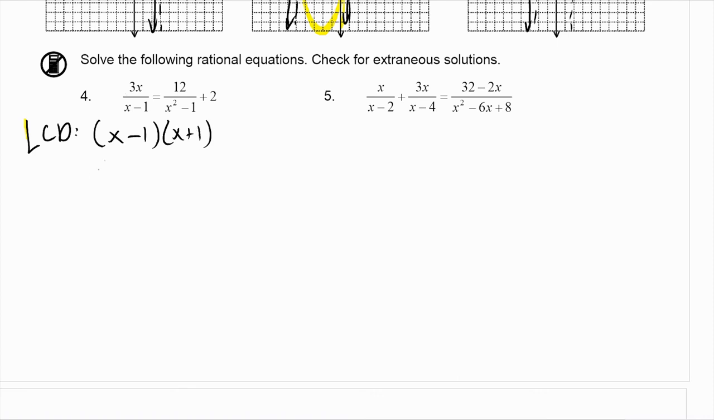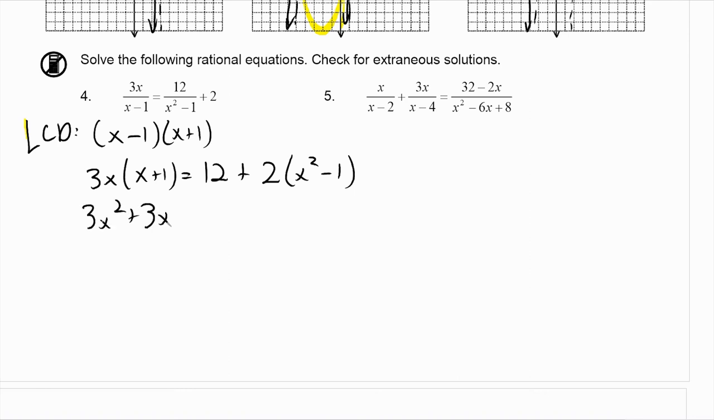So what I'm going to do here is I'm going to write down 3x and then put in the thing that I need. So 3x times x plus 1 is equal to, since the 12 doesn't need anything because it has the same denominator, 12, plus, and then 2 needs that x squared minus 1. And if you have that all over the same denominator, you basically can just get rid of it. So let's distribute. We get 3x squared plus 3x is equal to 12 plus 2x squared minus 2.